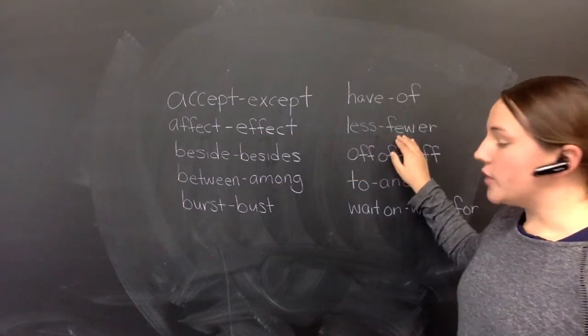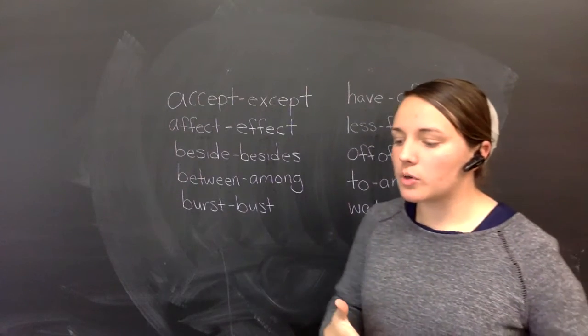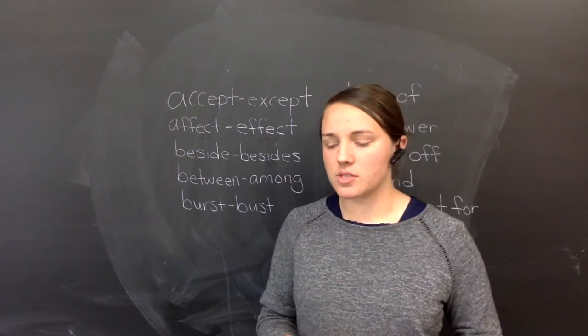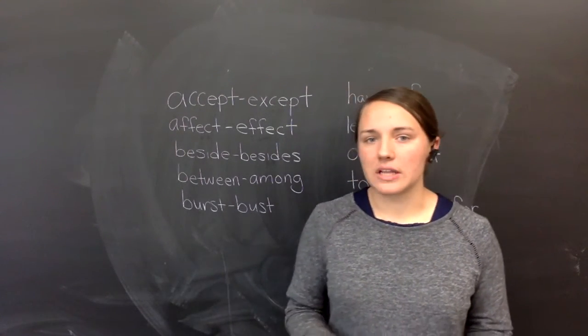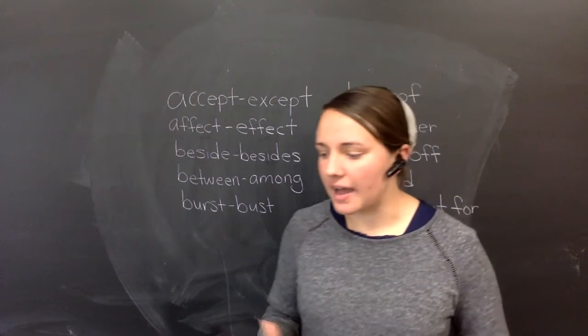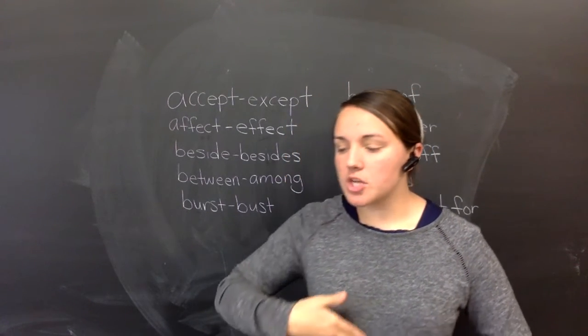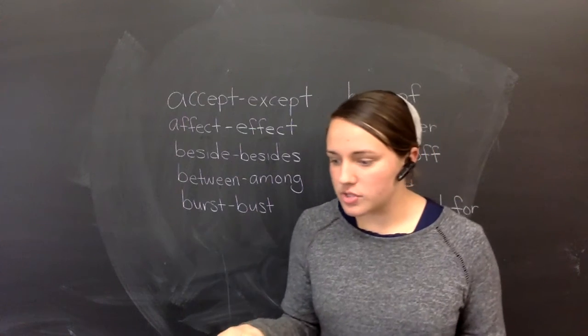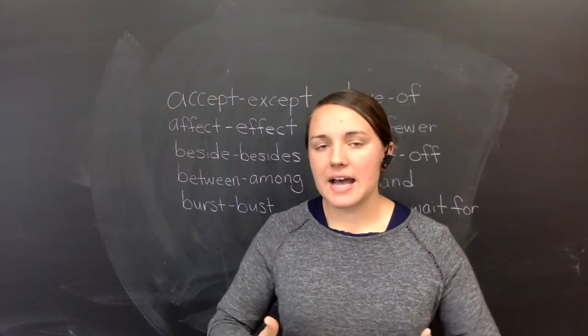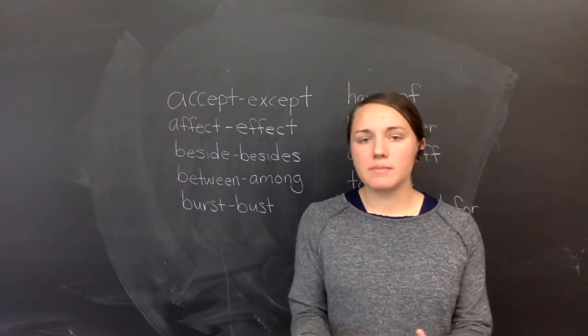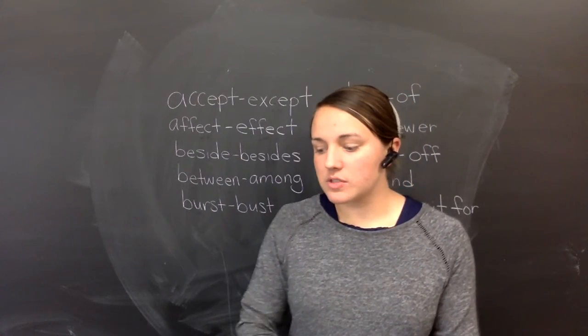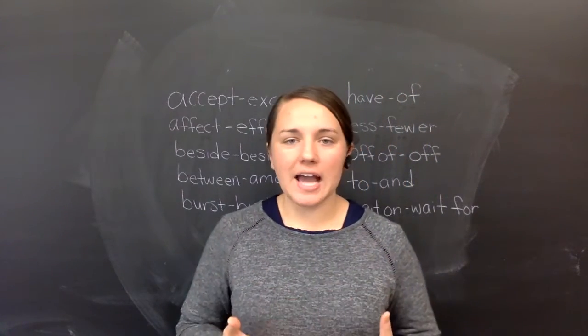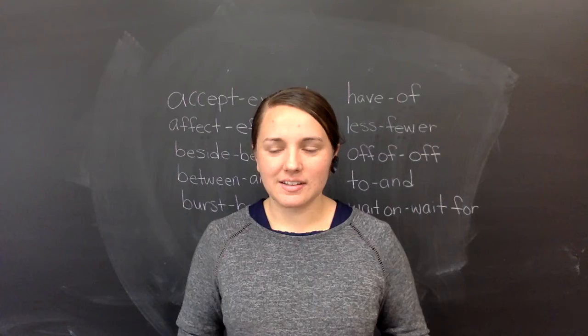Next we have less and fewer. Less is when we're talking about something that we cannot count, like less flour or less air. You can't count that. Fewer is when we're talking about things that we can count. So for less, when you cannot count, she poured less milk into the second bowl. Or things you can count, she used fewer eggs in the pie than in the cake.